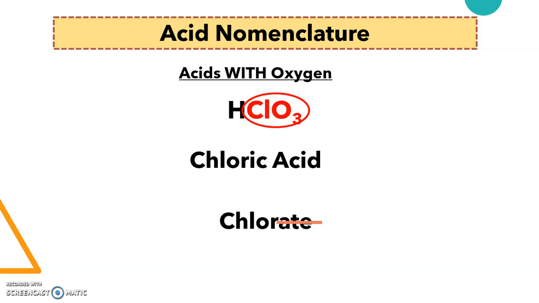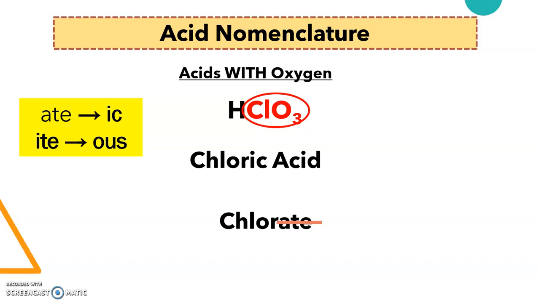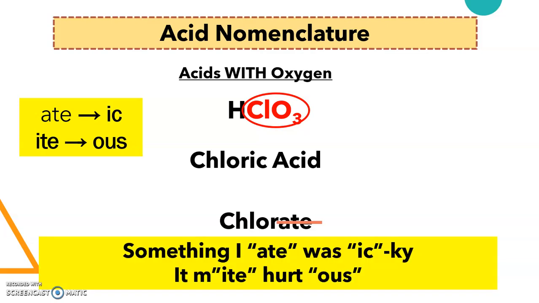Now we did a little something different here. There is a naming scheme that you do need to be familiar with. If you have an ATE ending on your polyatomic ion, you're going to need to change that to an IC ending. And if you have an ITE ending on your polyatomic ion, you need to change that to OUS. So because chlorate had an ATE ending, I switched that out for IC and called this chloric acid.